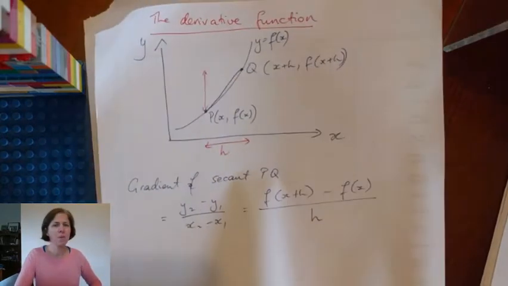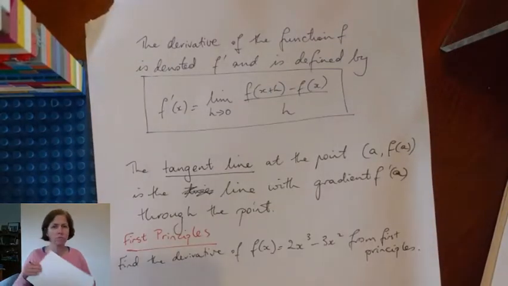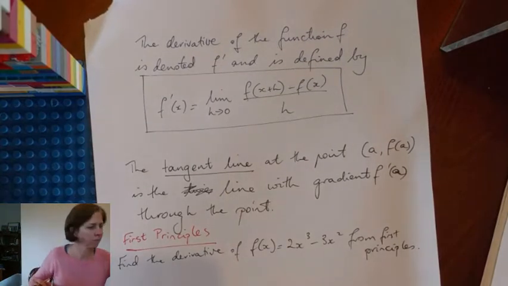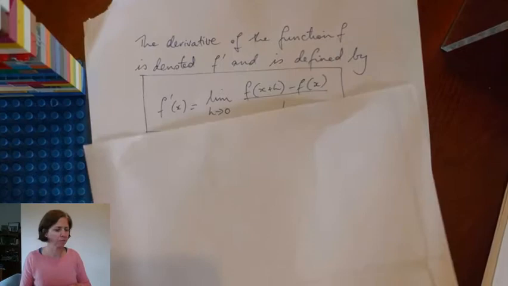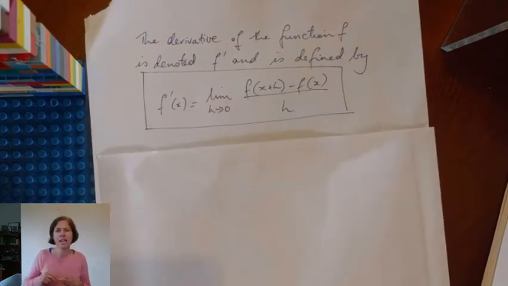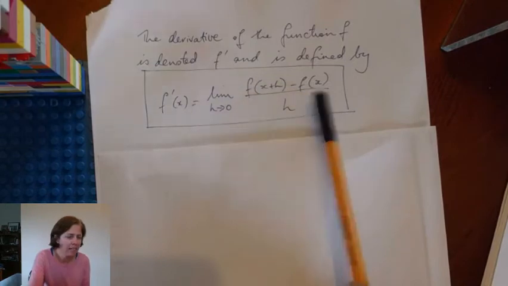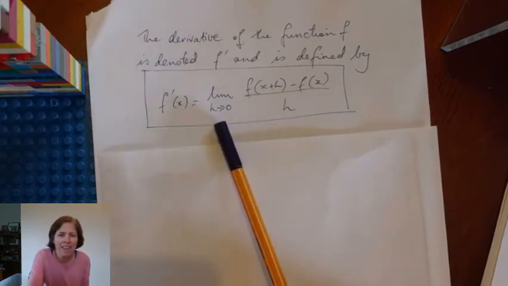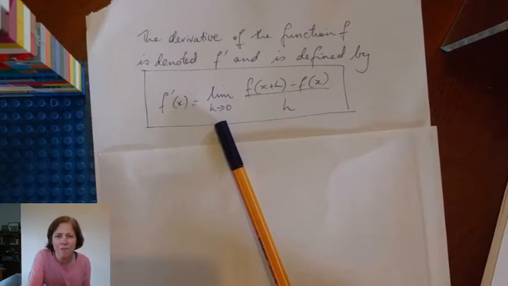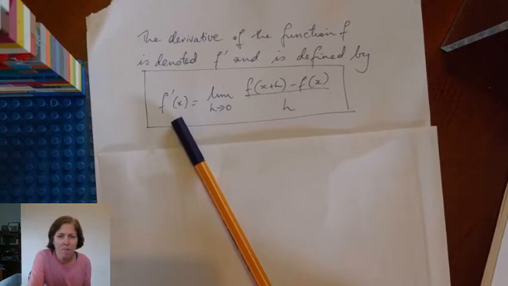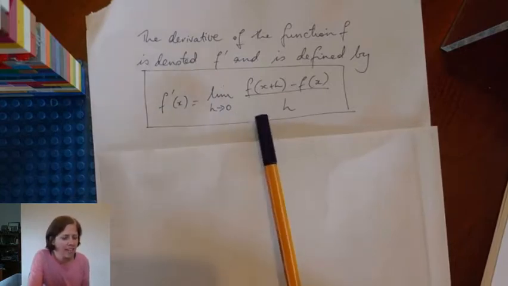Now, this becomes the derivative function when what I've got is h approaching 0. Now what we have is the gradient at the point P. So this is its definition. This part here is the gradient of the secant, and this part is saying that the distance between those two points is effectively 0. So h approaches 0. This is the notation, f dash of x. You'll see this notation, and this is the definition.